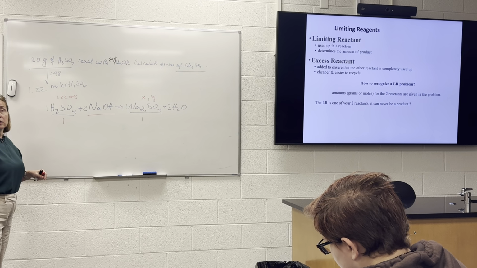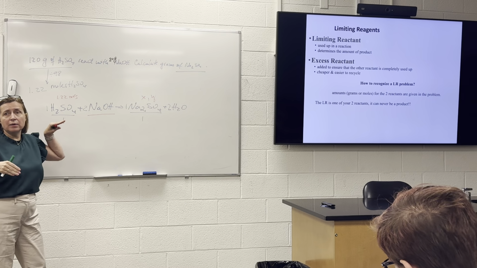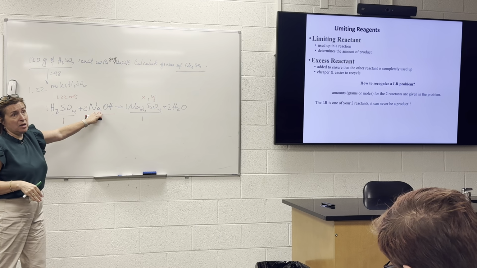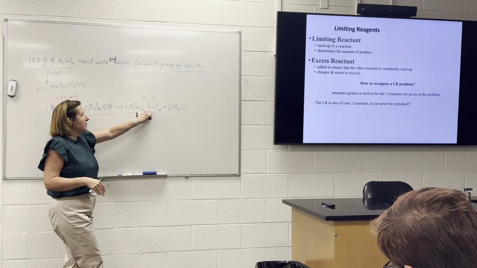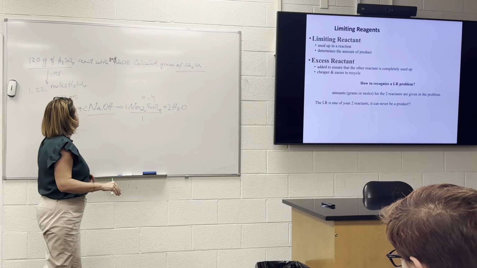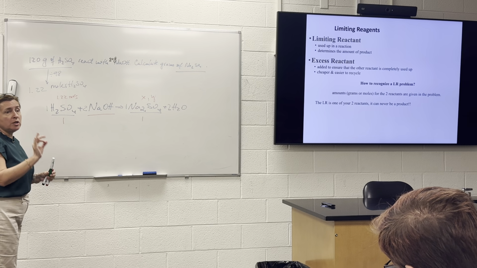So step 1 and 2, balance the reaction and underline the given and the wanted. The given now is sulfuric acid and NaOH, and the wanted product is the sodium sulfate. Good? The grams. Step 3 is turn what's given to you into moles.